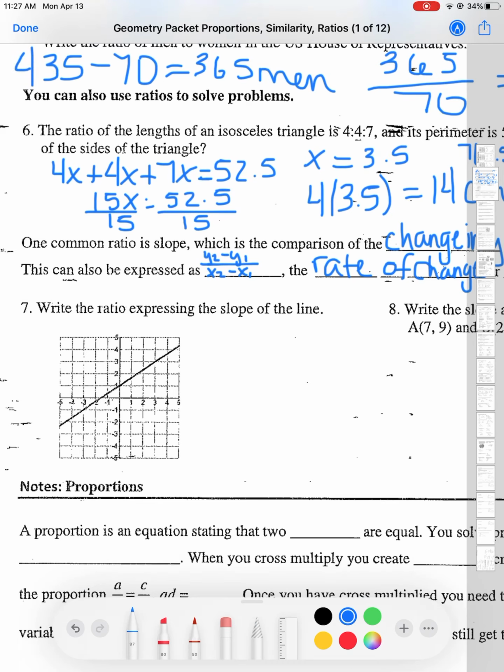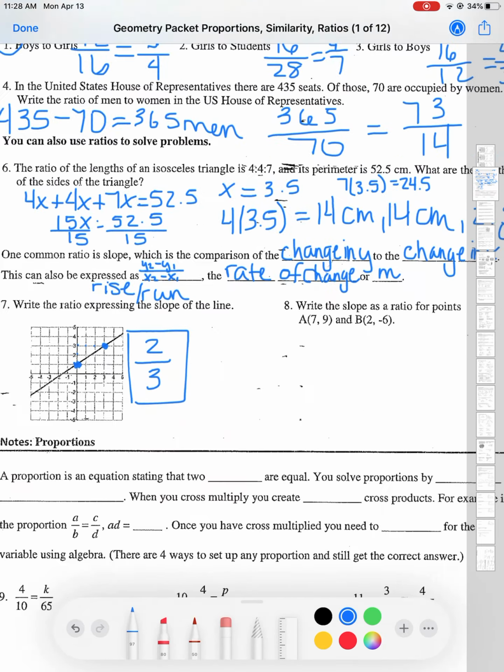So we're writing the ratio expressing the slope of the line. Remember, it's rise over run. So this blank also, I wish they would have put another blank for rise over run. So maybe just add that in somewhere. So pick 2 points. Here's a good point right here. And here's a good point right there. So we go up 2 and right 3. So rise was 2, run was 3. So 2 to 3 would be the ratio of the slope.